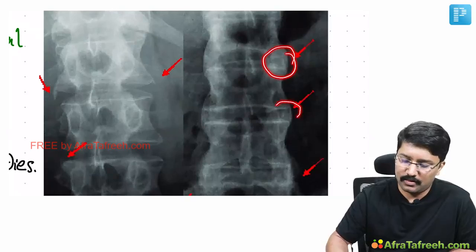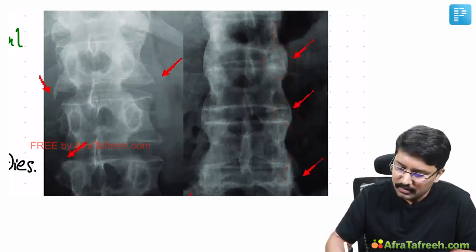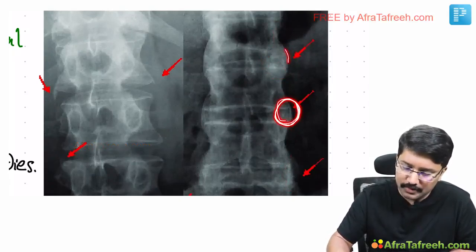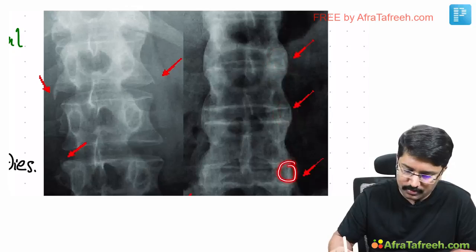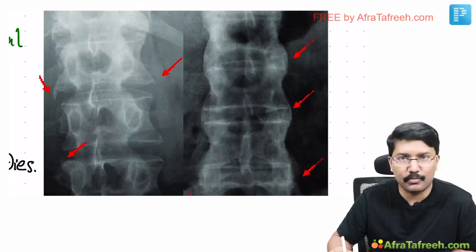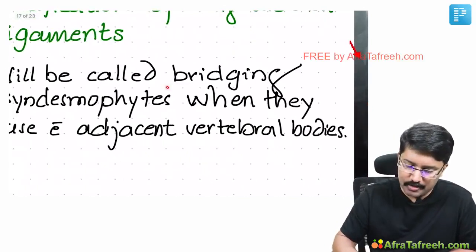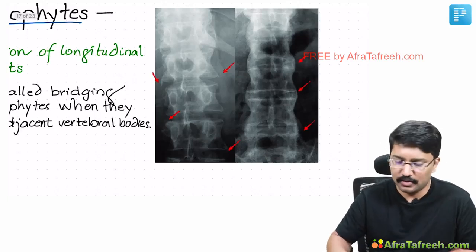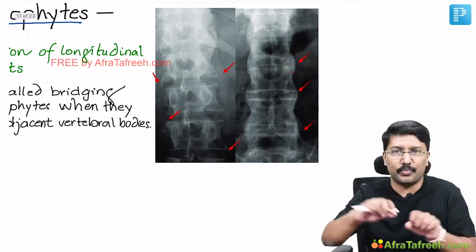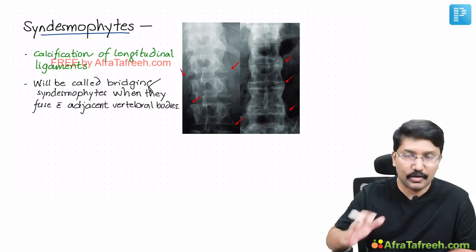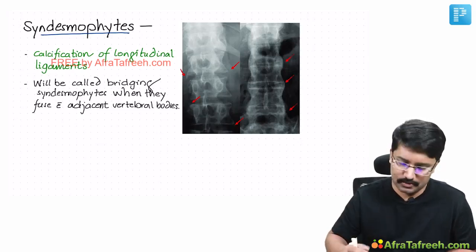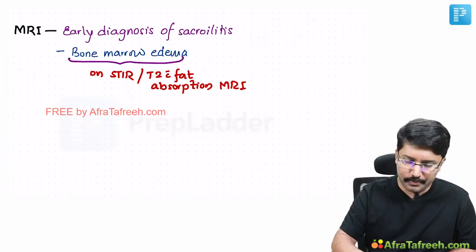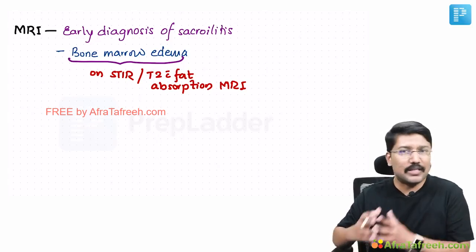these longitudinally running ligaments, which are calcified, are also leading to fusion of adjacent vertebral bodies. Then we call them bridging syndesmophytes, which are also characteristic of AS. Bridging syndesmophytes, which are bridging the adjacent vertebral bodies. These are not osteophytes; they are called syndesmophytes. Osteophytes are basically bony outgrowths, extra bony growths. Now that was about the X-ray or CT findings.